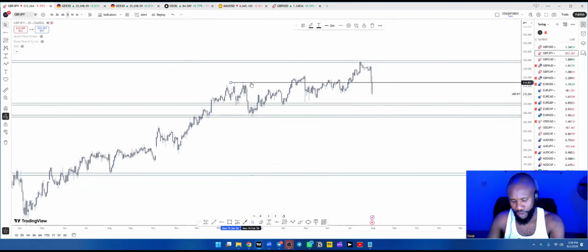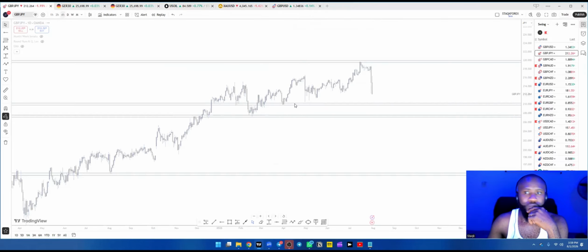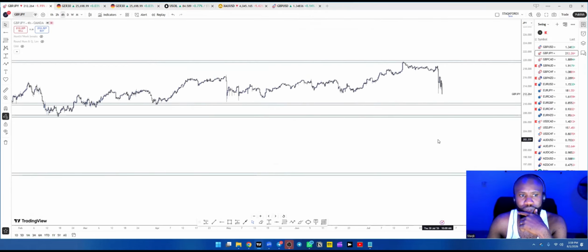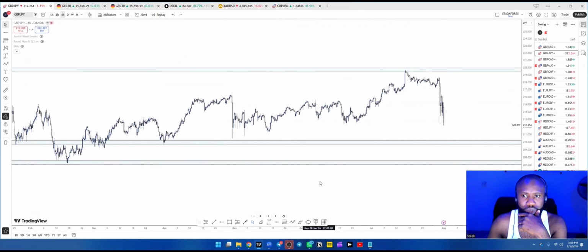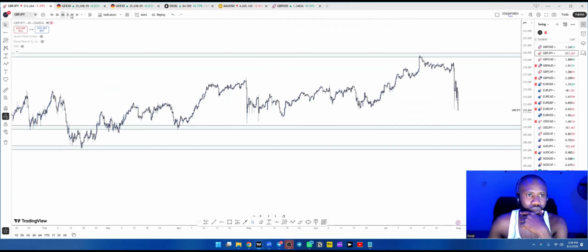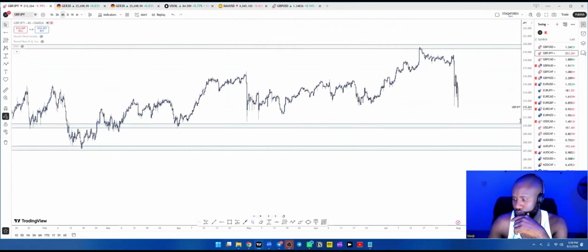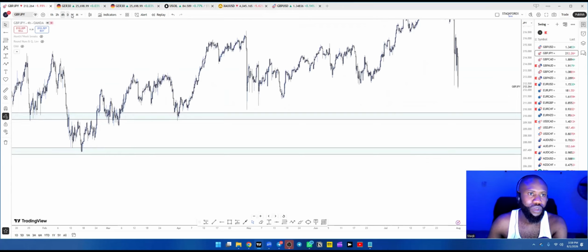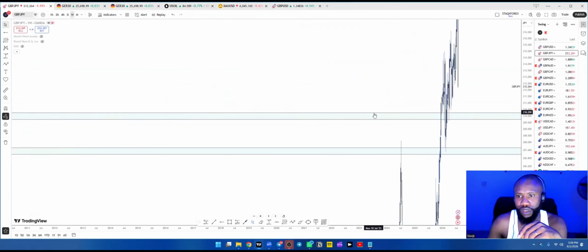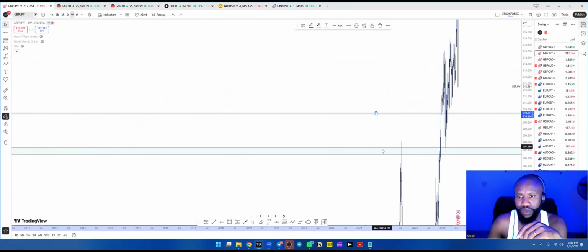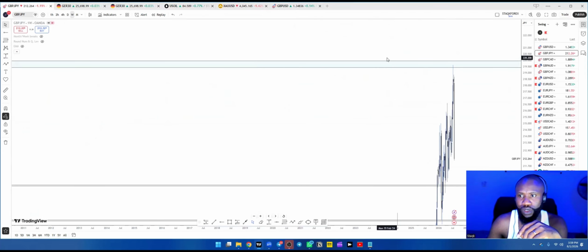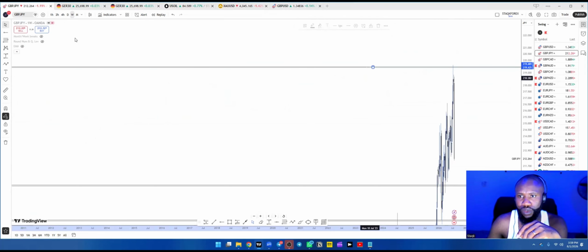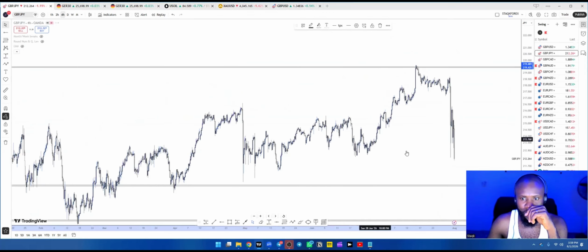So let me remove this one. Now, as you can see on the 4-hour time frame, let's zoom out. Let's see what is going on. Let me adjust my levels also. Remember, they are getting big, so I need to adjust them so that they fit the way I want. All right, back to the 4-hour.